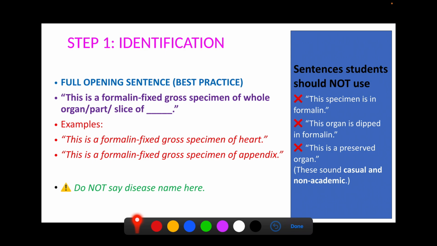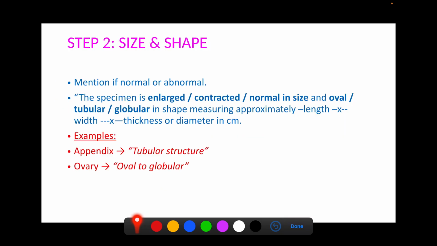Now at this step, do not say the disease name here. Sentences which you should not use are like: this specimen is in formalin, this organ is dipped in formalin, this is a preserved organ. These sound casual and non-academic. So always use this sentence.